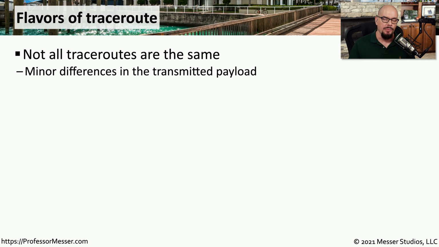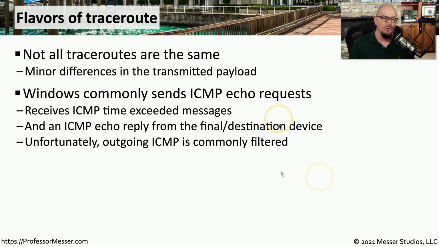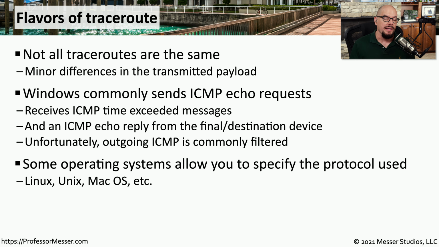As you move between different operating systems, you'll notice that traceroute works a little bit differently with different protocols in each of those operating systems. For example, Windows commonly sends an ICMP echo request to begin the traceroute, and it receives back the ICMP time exceeded message. One of the problems with this is that the ICMP echo requests are commonly filtered on the internet, so you may find that this particular traceroute is not as reliable as others. Other operating systems may allow you to determine what protocol is being used. You can do this in Linux, Unix, macOS, and other similar operating systems.